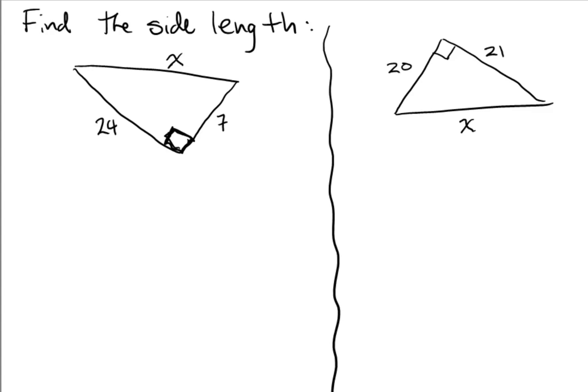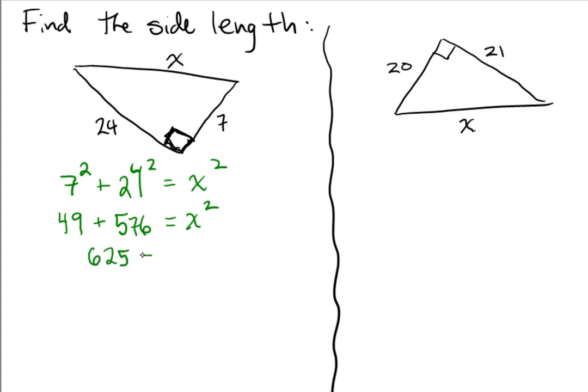So on the left-hand side, if I'm going to try to perform this, I would need 7 squared plus the other leg, 24 squared, equals x squared. So first, 7 squared is 49, and 24 squared is 576. So we need those two numbers to add up to be x squared. Let's see, 49 plus 576 is 625, and that's equal to x squared.